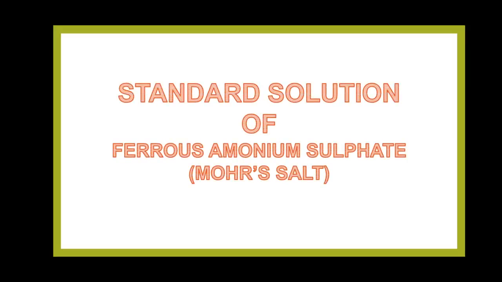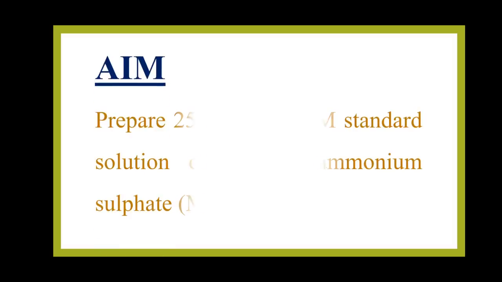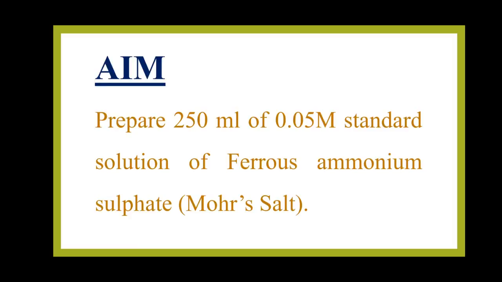I think from the video you were clear about the making of a solution. Now similarly we can make a standard solution of ferrous ammonium sulfate, Mohr's salt, right? The aim is to prepare 250 ml of 0.05 molar standard solution of ferrous ammonium sulfate, right? We have to prepare 250 ml of ferrous ammonium sulfate having 0.05 molar concentration, right?